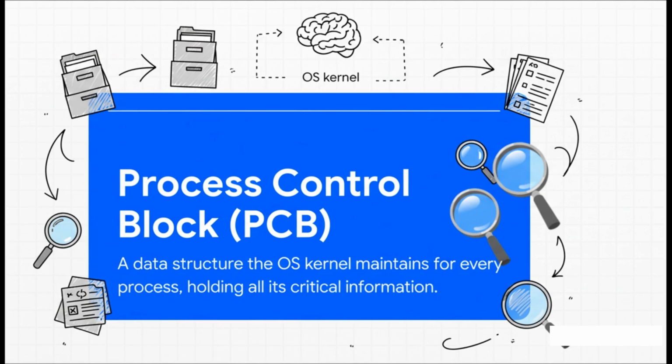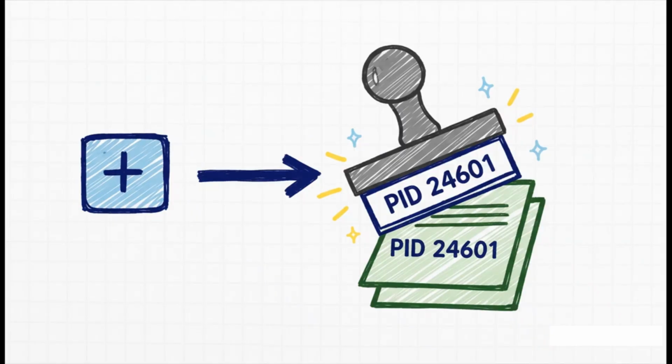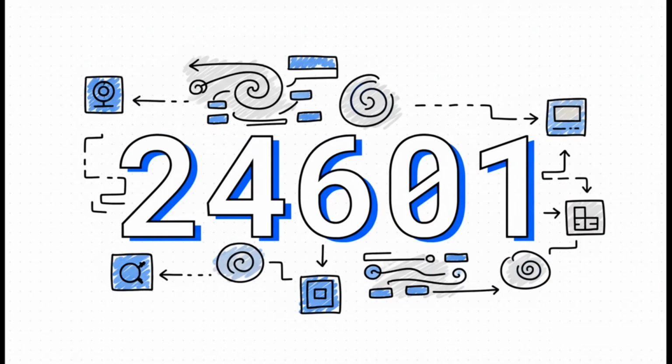This is the official record, the single source of truth holding every single detail the OS needs to manage that process. And the very first thing the OS writes down in this little card is a way to give our new process a unique identity. And that identity is the process ID, or PID for short. Yeah, it's just a number, but it is absolutely critical. It's how the OS, and even you, if you open up a task manager, can find and talk to this one specific process out of all the others running.